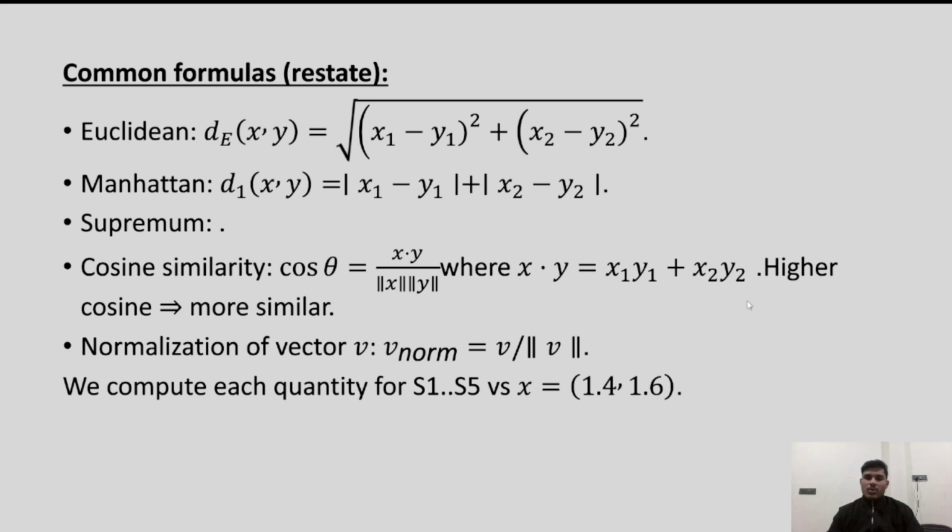Higher cosine equals more similar. Normalization of vector: u norm equals u upon double modulo of u. We compute each quantity for S1 to S5 versus x (1.4, 1.6).